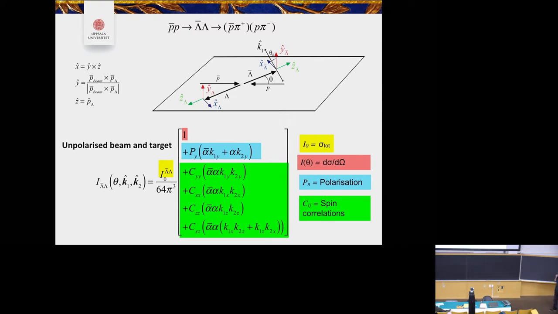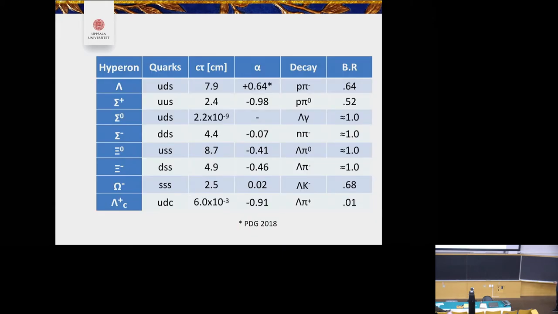Now, what you do in this case is that since you measure both lambda and lambda bar, you not only measure the polarization, but you also measure spin correlations. Here, ZX and XZ should be identical, so they're put on the same line. So this is straightforward to analyze, and you get information from that. Now, you need an asymmetry parameter to be able to measure polarization.